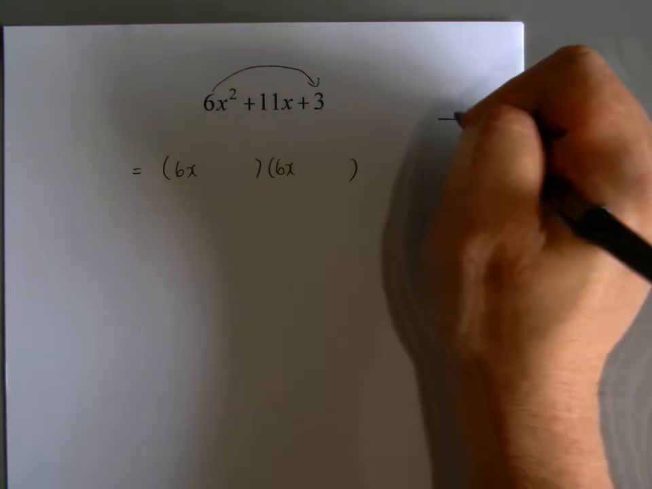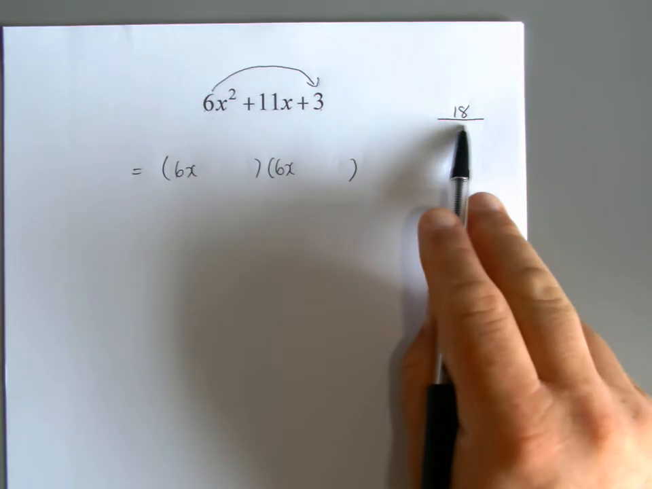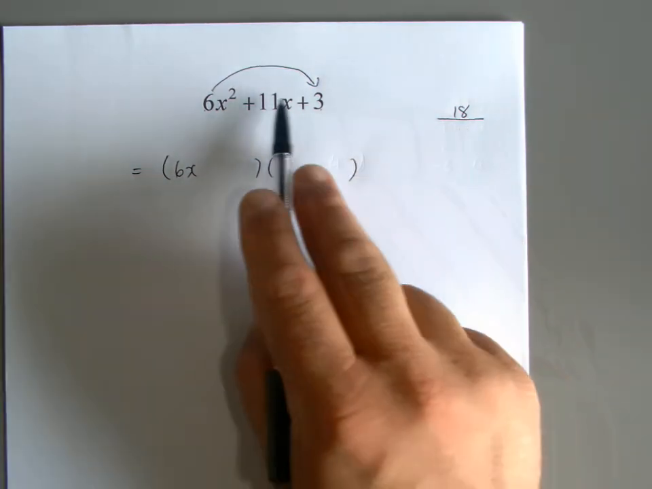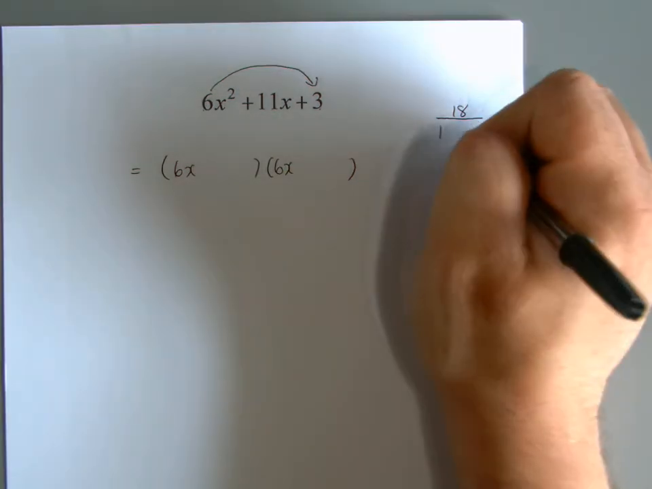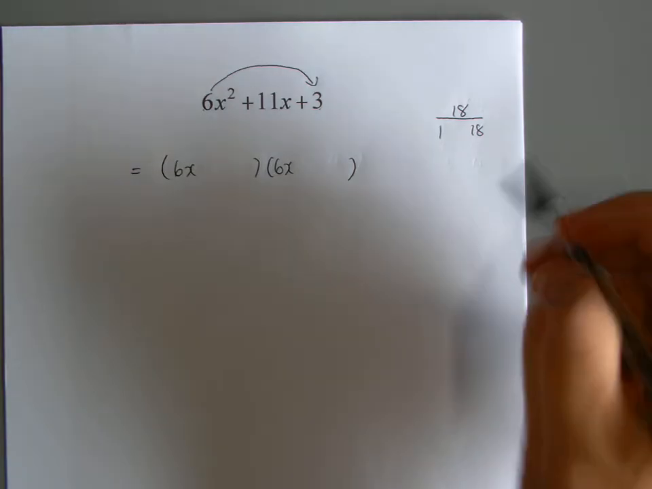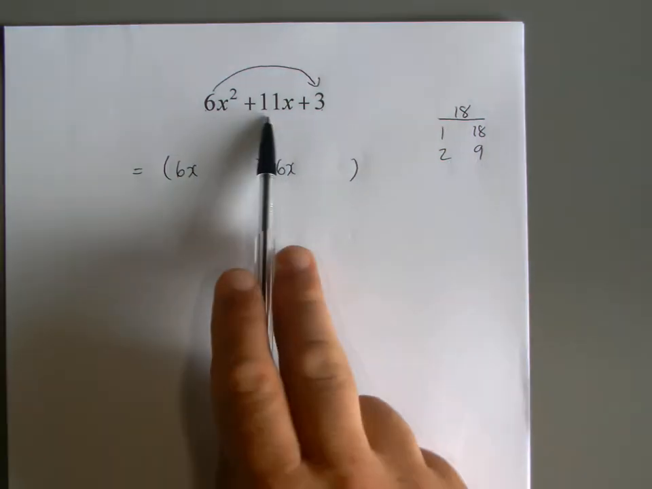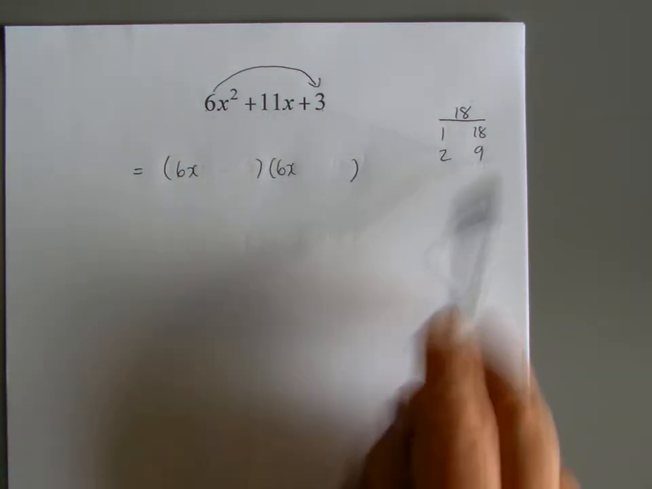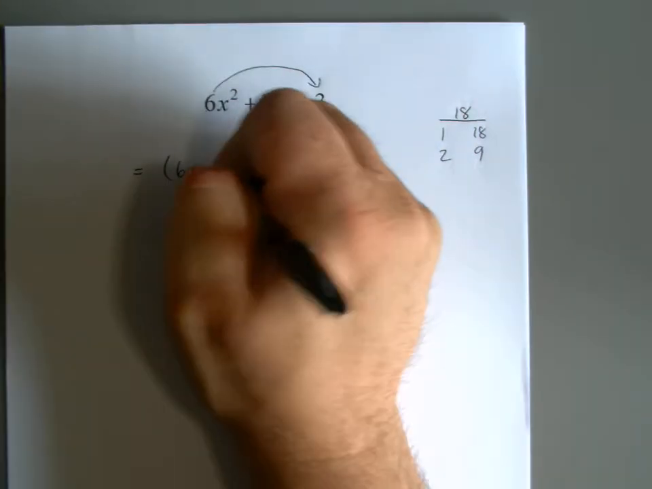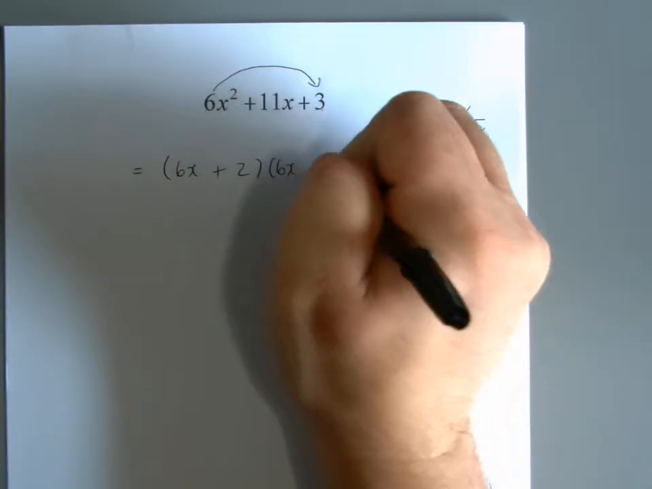So 6 times 3 is 18. So we need a pair of numbers that multiply to give 18, add up to give 11. So 1 and 18, that's a pair there, that's not going to work. 2 and 9, 2 times 9 is 18. I can get them to add up to give 11 if I make them both positive. So positive 2, positive 9.